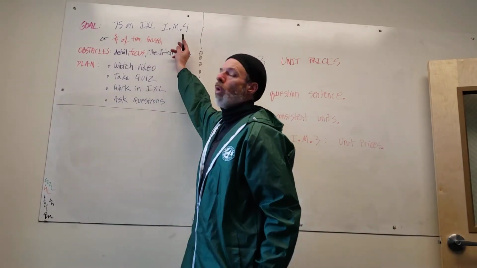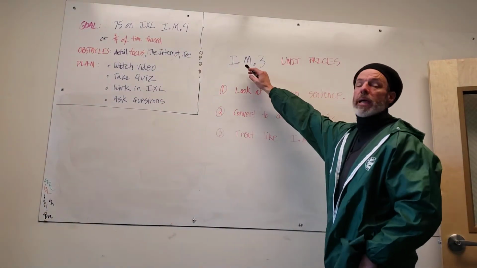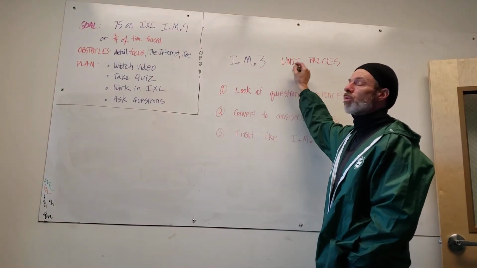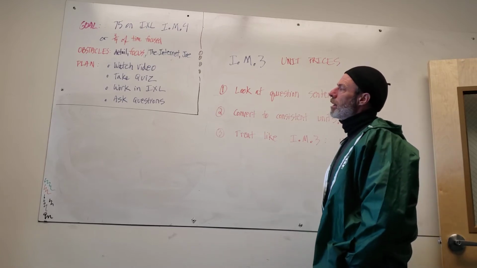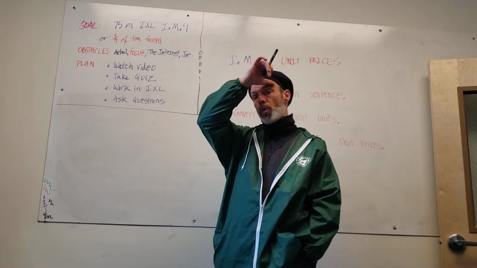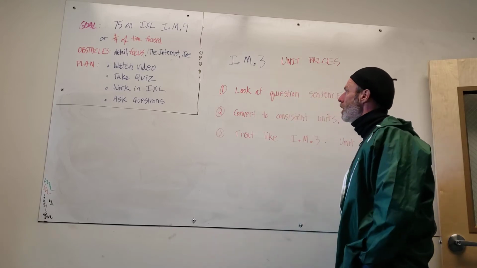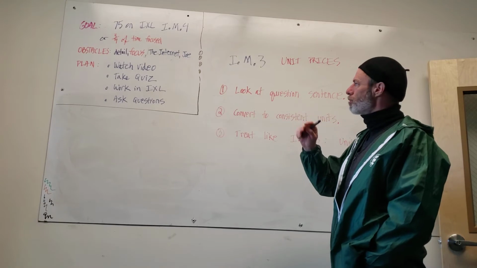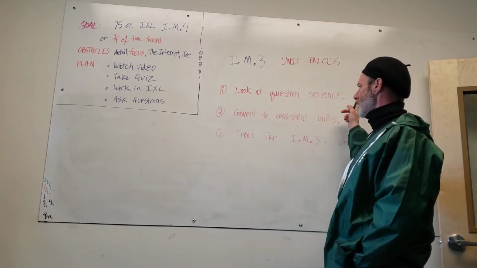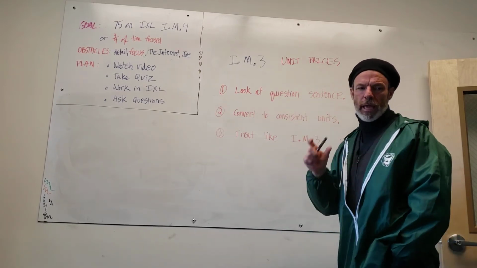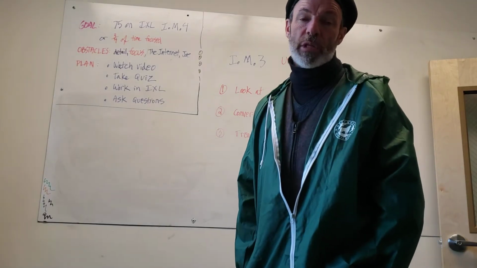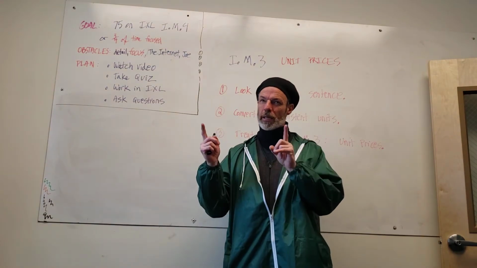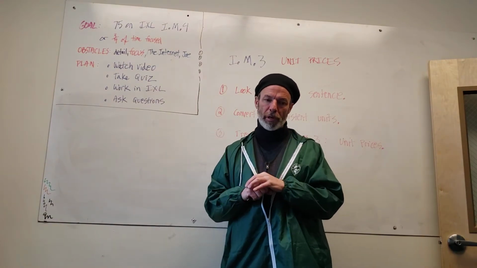I.M.4 is built on I.M.3. We need to understand I.M.3 first, which deals with unit prices, and then I.M.4 adds in a new step. When we're working with I.M.4, we need to look at the question sentence at the end, for instance, what is the price per pound? That's the question sentence in a problem. It's what we're looking for.